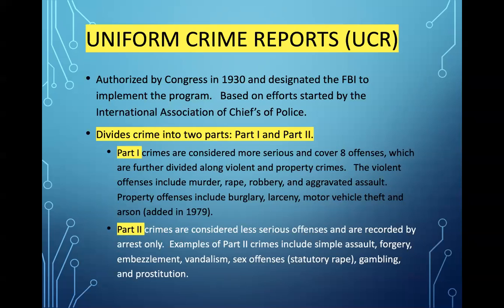And sorry, in your Part 1 crimes are also your property offenses, which are your burglary, larceny, and motor vehicle theft. And those were added basically in the late 70s, 1979. So that's why when you hear UCR, you have your Part 1 crimes and Part 2 crimes.